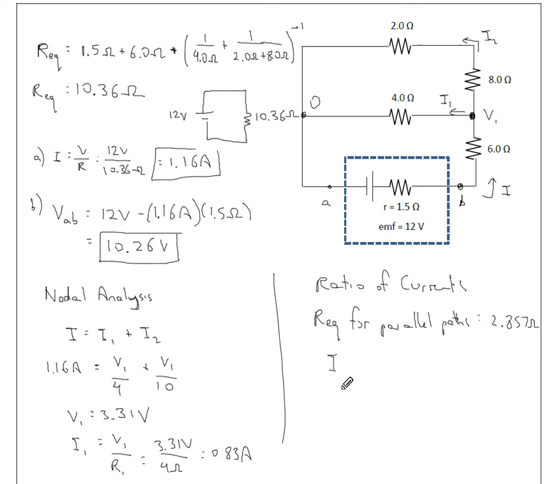So I can say I1 is just equal to REQ over R1 times I. That's 2.857 ohms over 4 ohms times 1.16 amps. And we get that same current, 0.83 amps. Again, what we did there, we did 1 over 10 plus 1 over 4, inverse. Take the number divided by 4 times 1.16. And we are done.